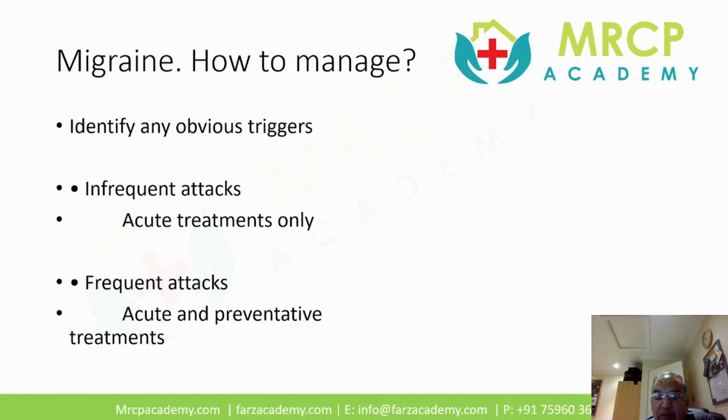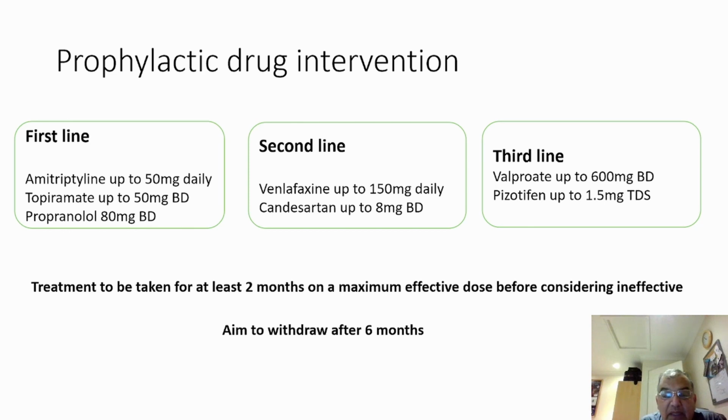But if they start getting frequent attacks, more than 5 headache days in a month, usually as per the BASH guidelines, which is the British Society for Study of Headache, then we offer some prophylactic treatment to prevent it happening. Now, various prophylactics have been mentioned.